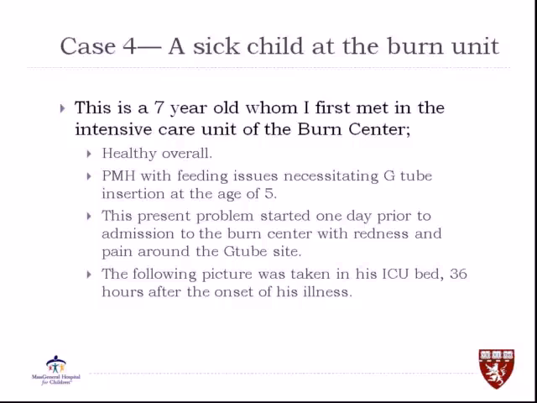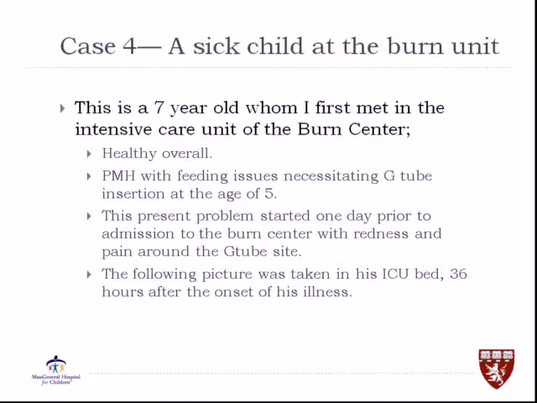Moving on to case number 4, this is a sick child at the burn unit. And I'm going to show you a few pictures from when I met this child literally 36 hours after the onset of this illness. The kid had been healthy prior. He had a G-tube because I think he was autistic at baseline, and was not too good with oral intake.